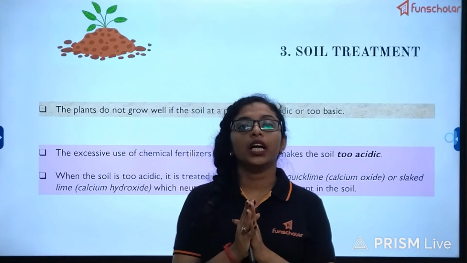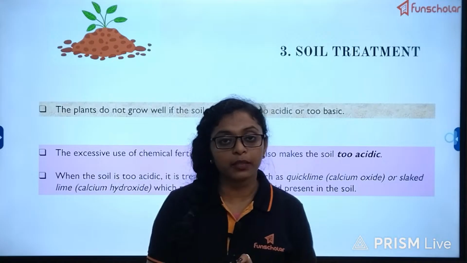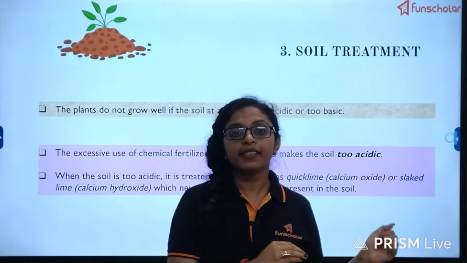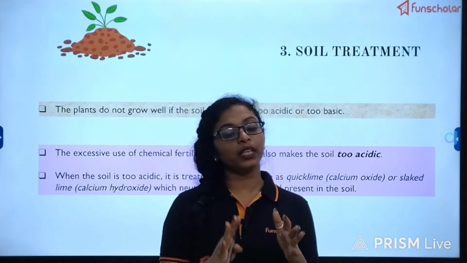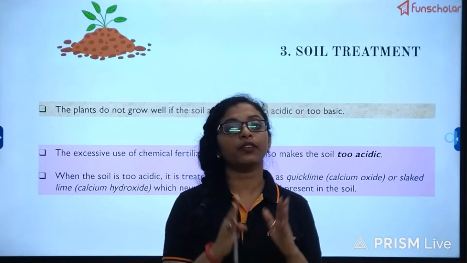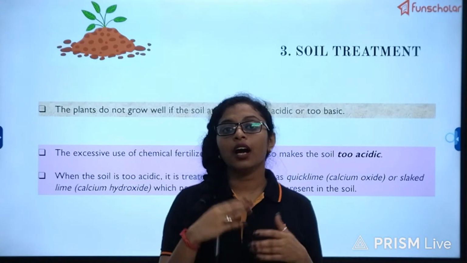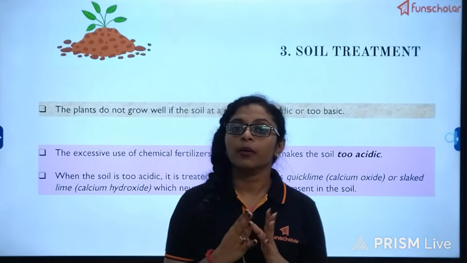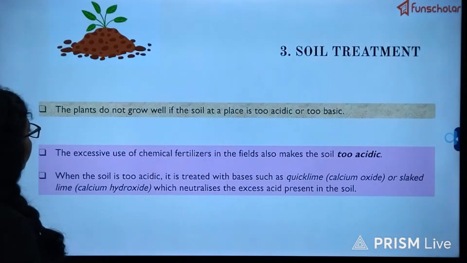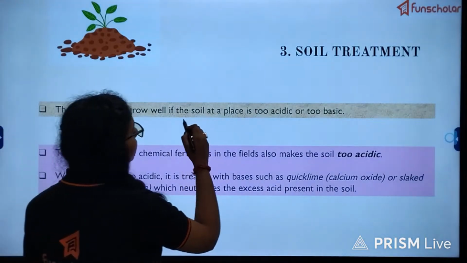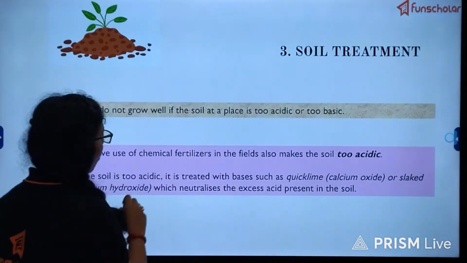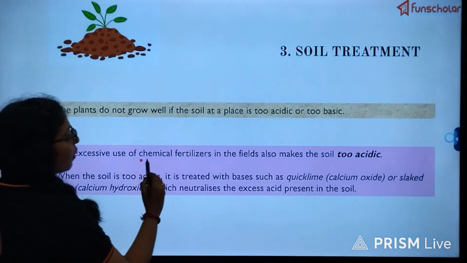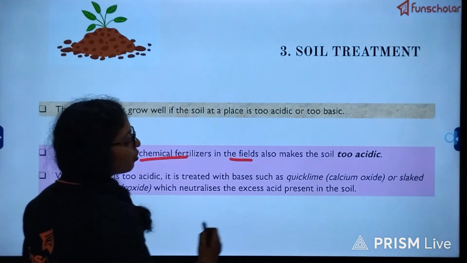So we have already got knowledge regarding pH level and pH scale. From the pH scale we can get the idea if our soil has become more acidic or basic. So once we determine that, we understand what the problem with the soil is, and we can solve it by easy application of the neutralization reaction. How can we solve the problem? The plants do not grow well if the soil is too acidic or too basic, right?